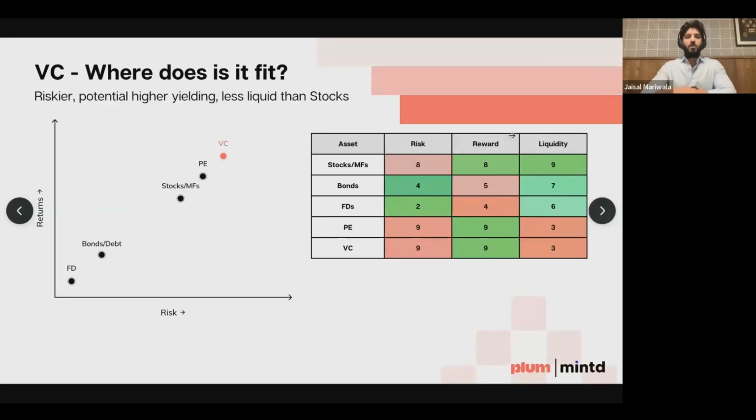Great. So where does VC fit? The return profile for venture capital looks a lot like private equity, right? High risk, high reward, low liquidity. But I would say even higher risk and even more asymmetric returns. What does that mean? That means you're either investing in something that's going to 10x or 100x, or it's going to zero. Okay. Things to keep in mind.